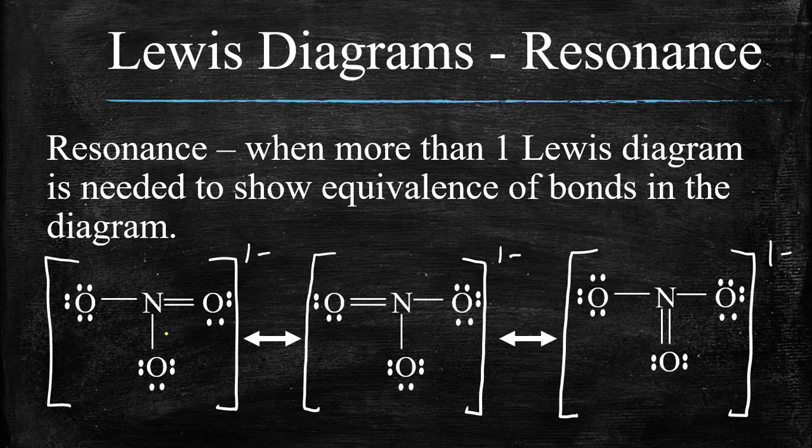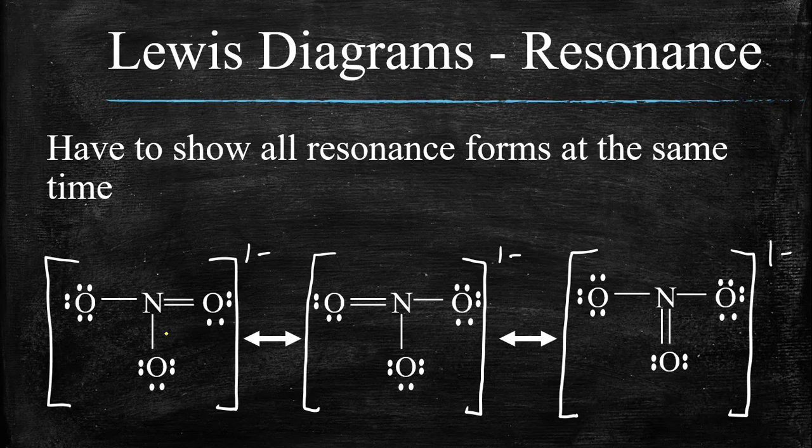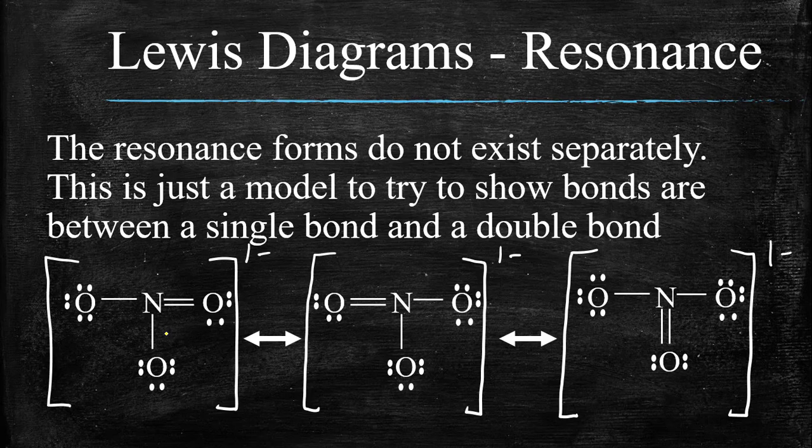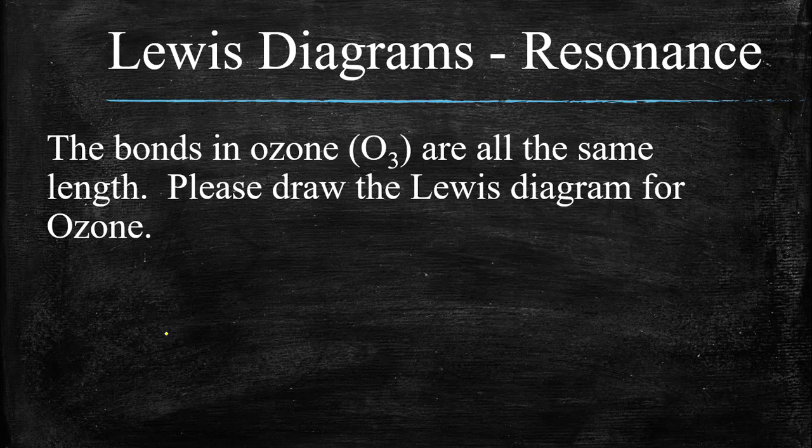What this indicates is that the 3 bonds are equivalent, but they're not quite single bonds, and they're not quite double bonds. When you draw it, you have to show all the resonance forms at the same time. What is tough to understand is the 3 Lewis diagrams do not exist separately. As a matter of fact, they don't really exist at all. This is just a model to try to show that the bonds are between a single and a double bond. It is a construct.